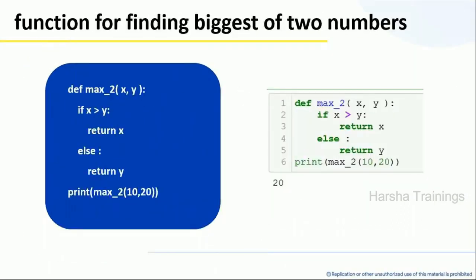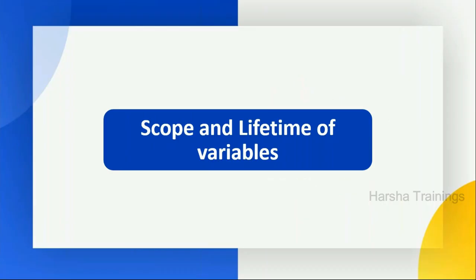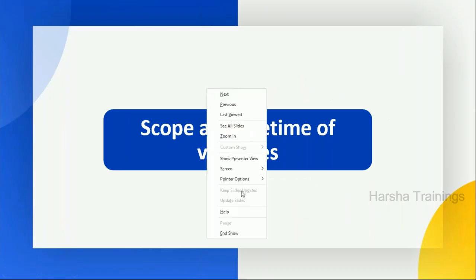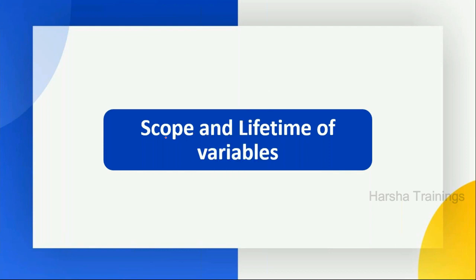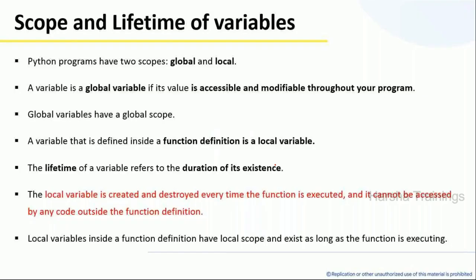I think I have discussed all these logics. Another important concept in functions is the scope and lifetime of variables. What is a variable? I will explain the variables declared in a function in two ways, first a simple way. Every variable in Python has two basic scopes: the first is global scope and the second is local scope.